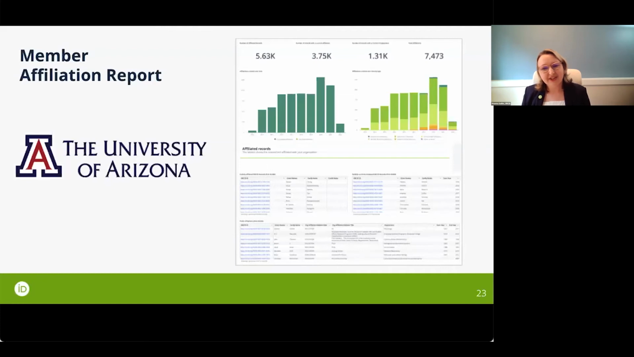ORCID has just started to deliver real-time reports to our consortium members. We appreciate Lori Schultz and the University of Arizona for allowing us to use their report as our example today. The member affiliation report displays the details about your affiliated researchers over time. You'll see a breakdown of the data your university has written to various sections of the ORCID profile, like the employment or education sections.